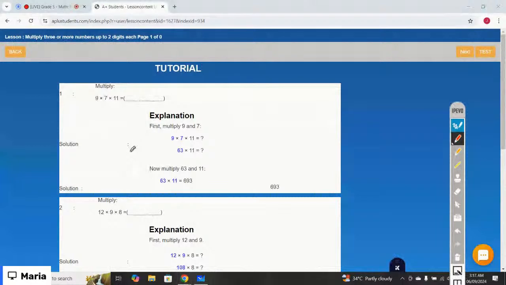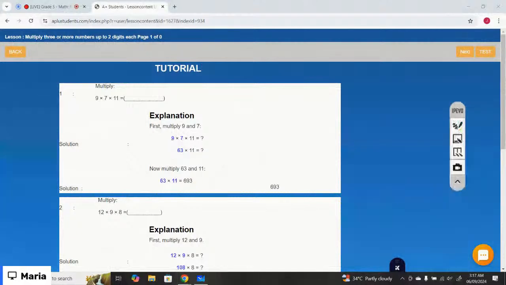So whenever we have more than two numbers to multiply, you always multiply the numbers in the form of pairs, right? Just make the pairs. You have to do 9 times 7. 9 times 7 is 63, right? Now you have to do 63 times 11, that is 693, right? So just make the pair of numbers and multiply them.